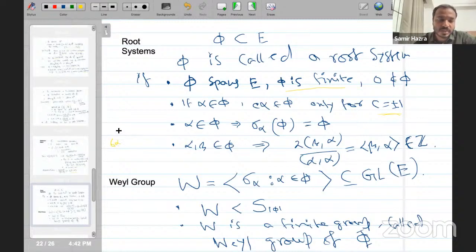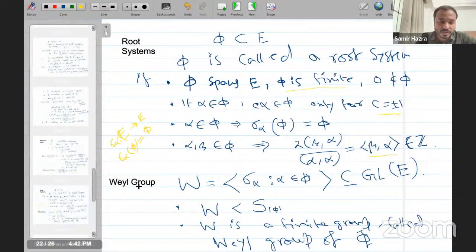So basically for any given alpha in phi, we have this map sigma alpha. Now sigma alpha is a map from E to E, and phi is a subset of E. It just says that sigma alpha of this set is again the same set. So this is invariant under sigma alpha. And for any alpha, beta belonging to phi, this quantity 2(beta, alpha)/(alpha, alpha), which was abbreviated to be the angle bracket <beta, alpha>, must be an integer. Okay, so if all of these are satisfied, then the subset phi is called a root system.